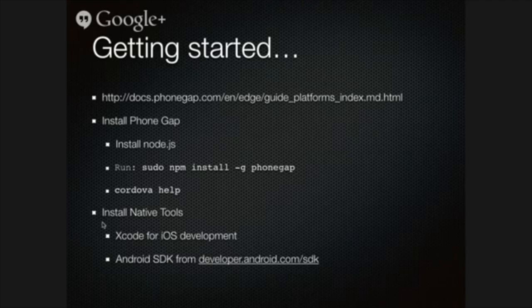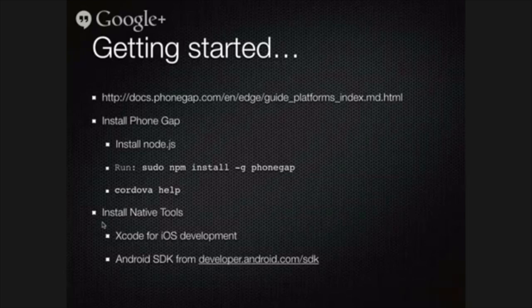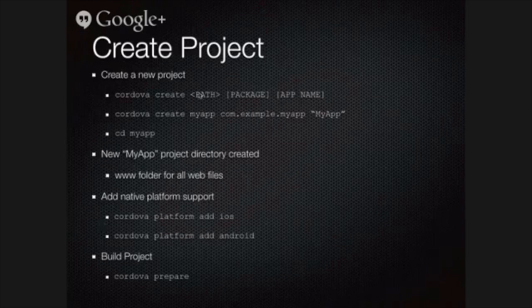You also will need to still have the native tools installed. So that's Xcode for iOS development, or you're going to have to download the Android SDK from Google's website. The full download comes with a bundled Eclipse installation with the plugin installed and everything ready to go. If you already had Eclipse, you could install the plugin manually, which is what I did.